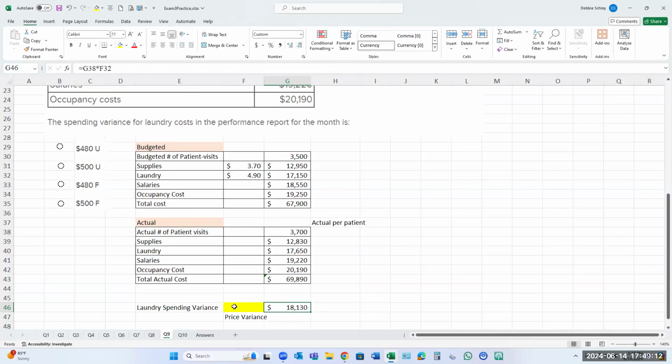So to find the spending variance, then we will take the standard minus the actual, and we get 480, and that would be favorable because what I thought I was going to spend is more than what I actually spent. So I actually spent less, and that's why that is favorable.